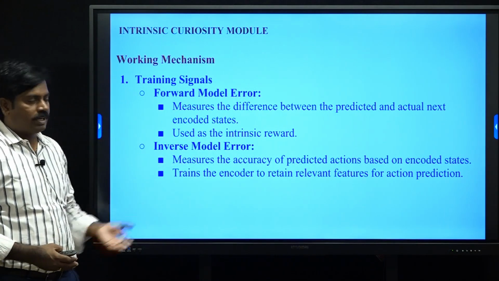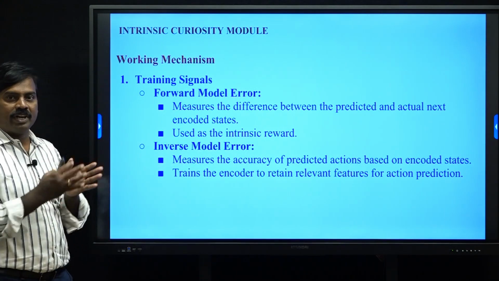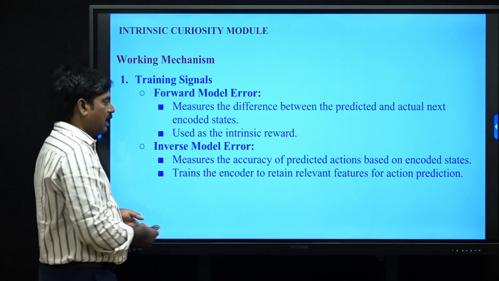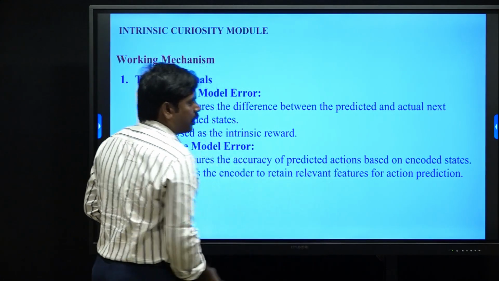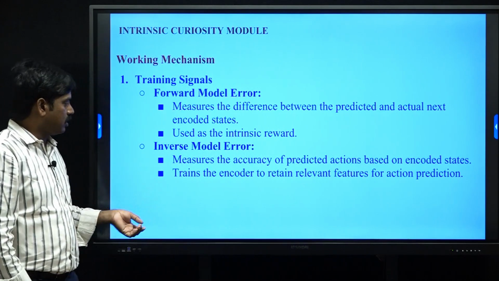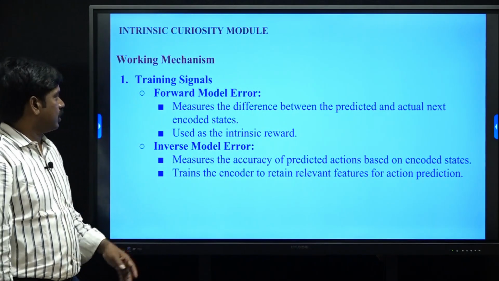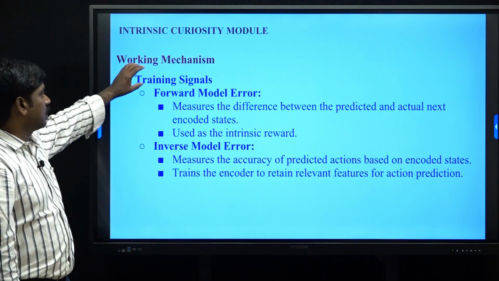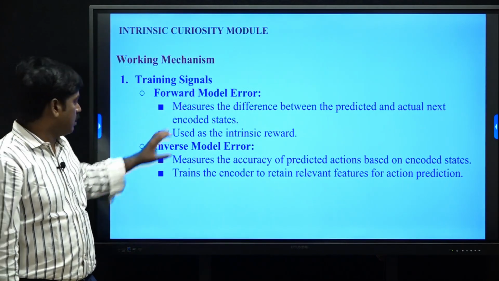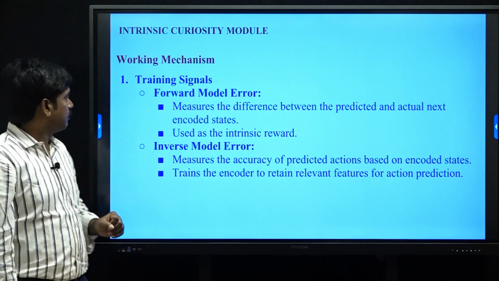And the inverse model predicts the actions. So it measures the accuracy of predicted actions based on the encoded states. It trains the encoder to retain the relevant features for action prediction. So we train the models with the forward model error and inverse model error.